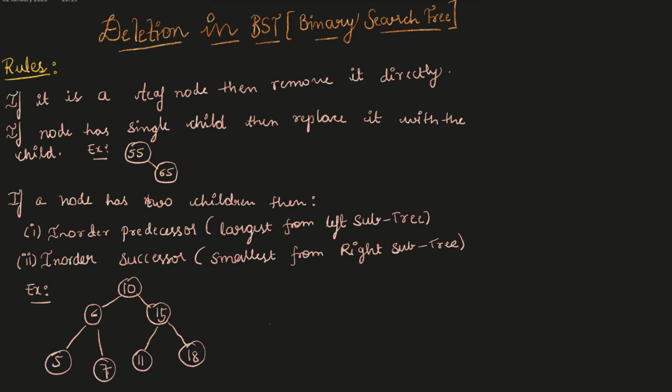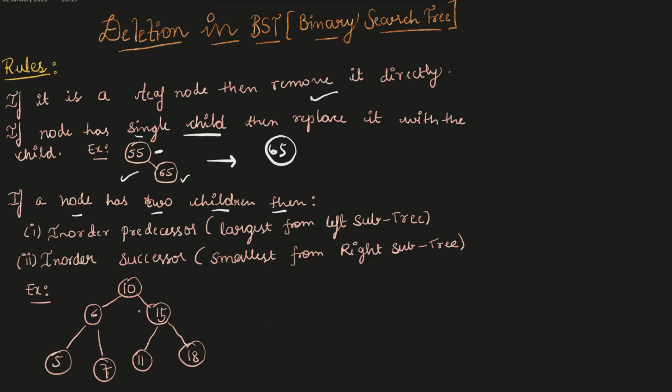Coming to the second rule, if a node has a single child, then we just have to replace it with the child. Now, suppose I am removing 55, then it has only one single child. So in place of 55, it would place 65. This rule works when a node has a single child. Now coming to the next one, if a node has two children, or if it is not of these cases, then that would be the third case.